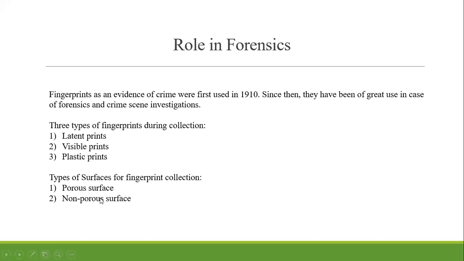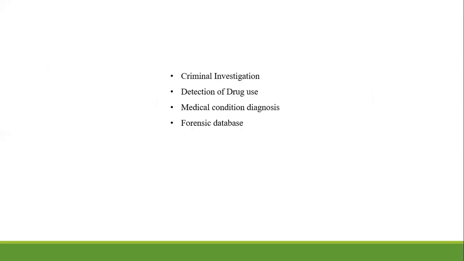Then there are these two types of surfaces, porous surface and non-porous surface. The glass-like surfaces, or the surface of a knife, are non-porous surfaces. And anything other than such kinds of surfaces, like paper, cardboard, etc., all of them classify as porous surfaces. Now, this is the role of fingerprints in forensics.